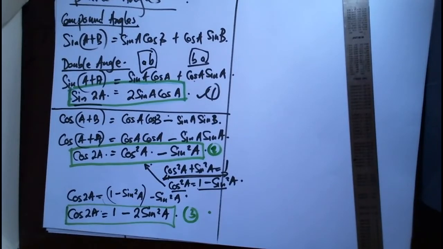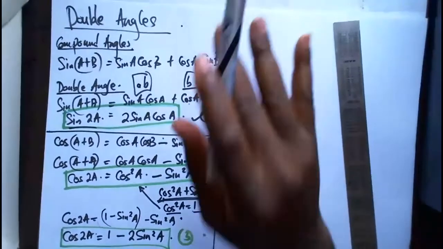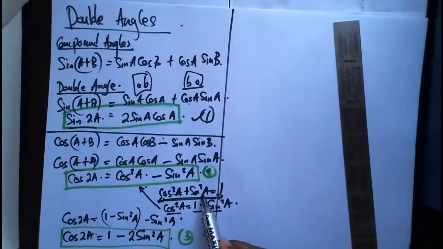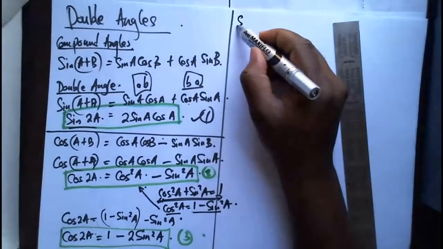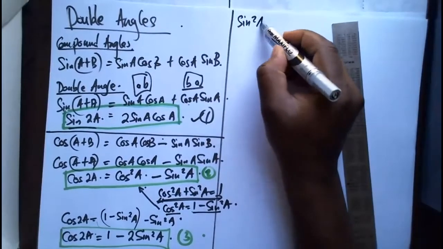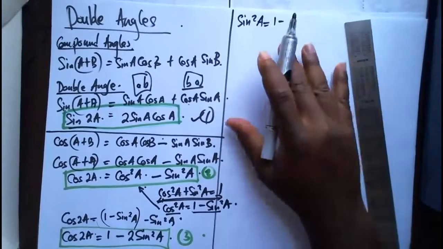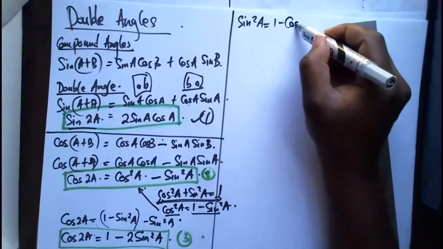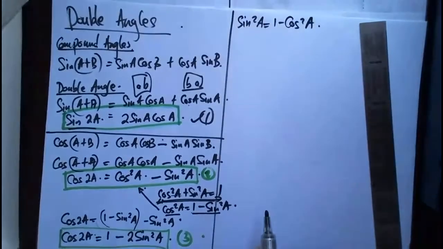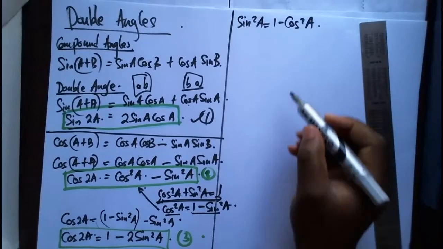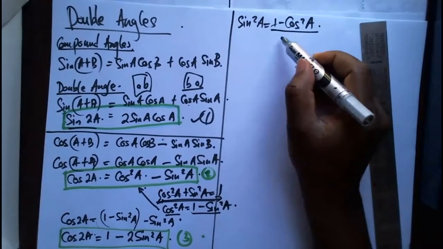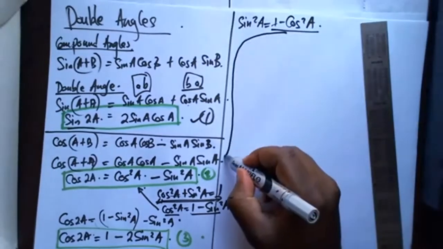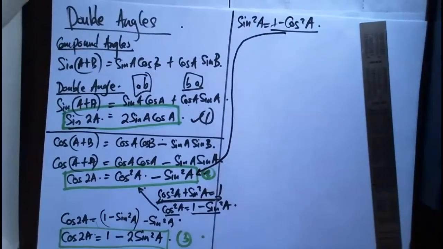In this case, remember we made cos squared A the subject of the formula. So in this one, we can make sine squared A the subject of the formula. If we make sine squared A the subject, it becomes 1 minus cos squared A. So now I can come and substitute it in here.